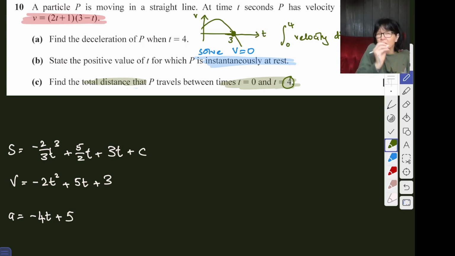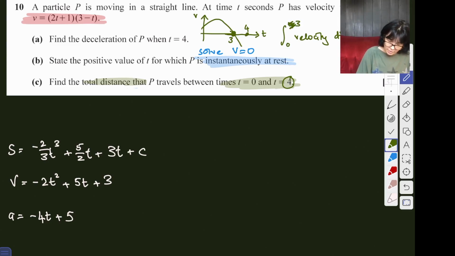So they were kind of giving you a hint in part B that there was a change of direction, because they said, when is it instantaneously at rest? It doesn't have to change direction. It could go forwards, forwards, forwards, slow, slow, slow, stop, speed up, keep going forwards. But in this one, it doesn't. It changes direction. So you need to integrate from 0 to 3.